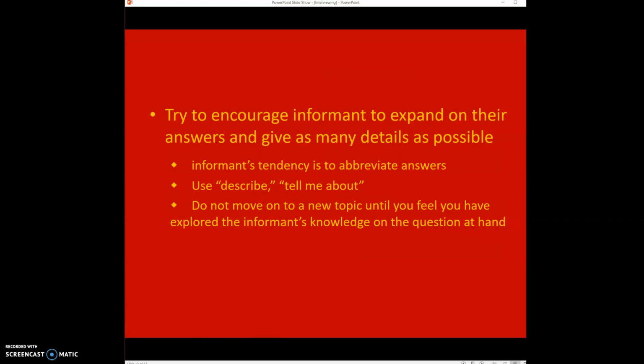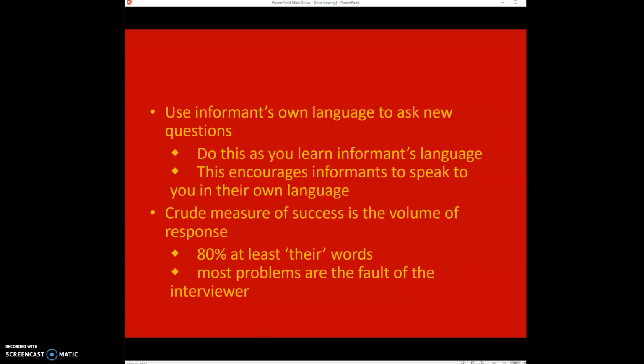We want to try to encourage the informant to expand on their answers as much as possible. Informants have a tendency to abbreviate their answers. So use words like describe or tell me some more about what you mean about this particular topic. And do not move on to a new topic until you've really explored the informant's knowledge on the question at hand. Make sure that you truly understand what's going on.